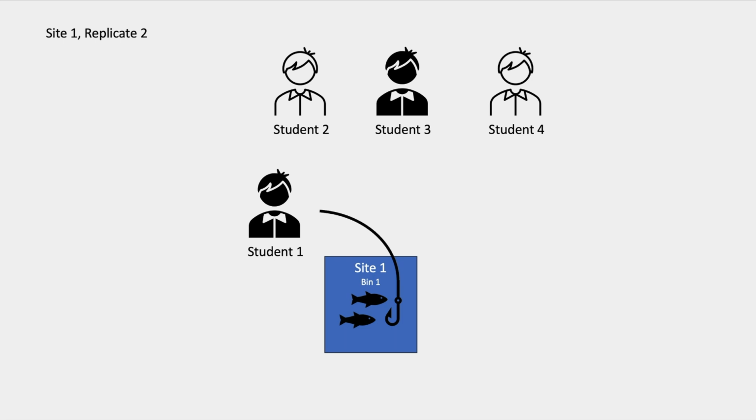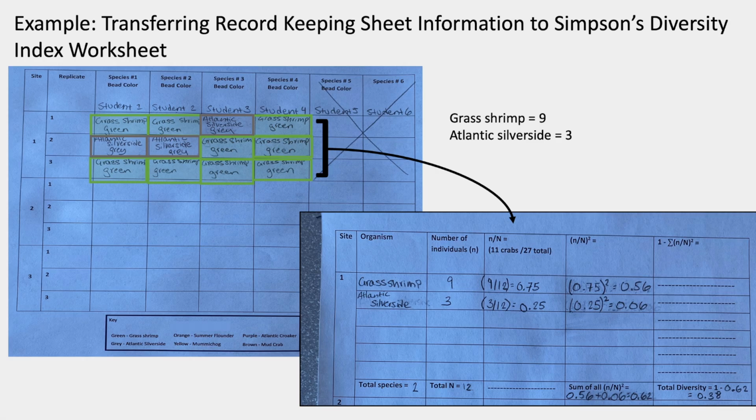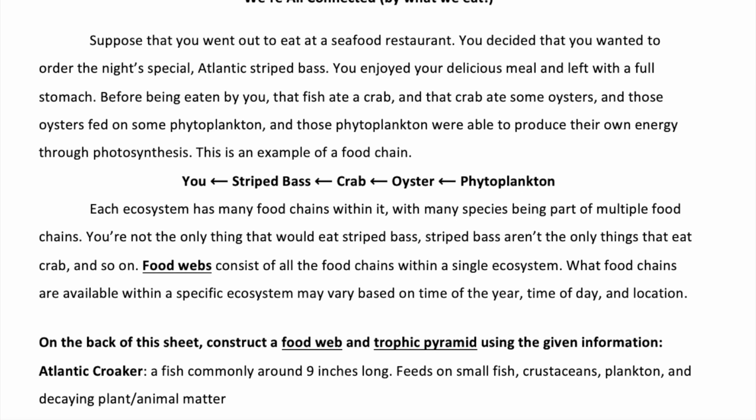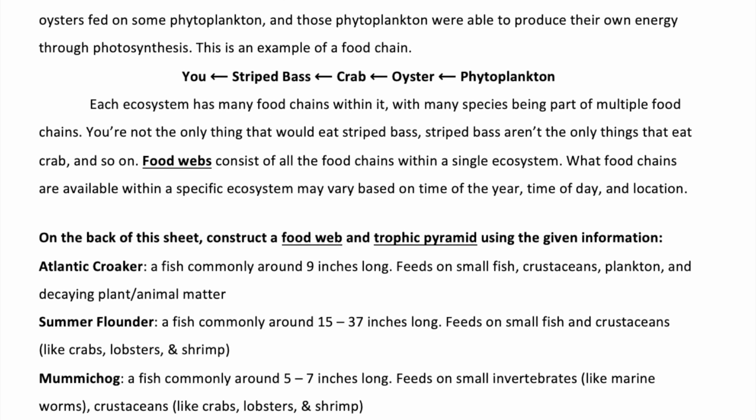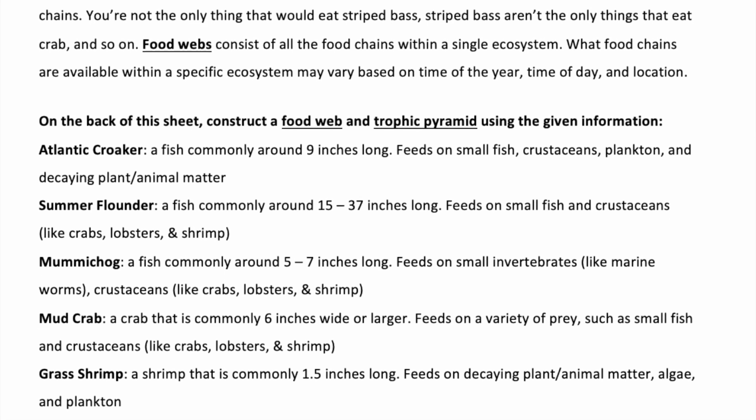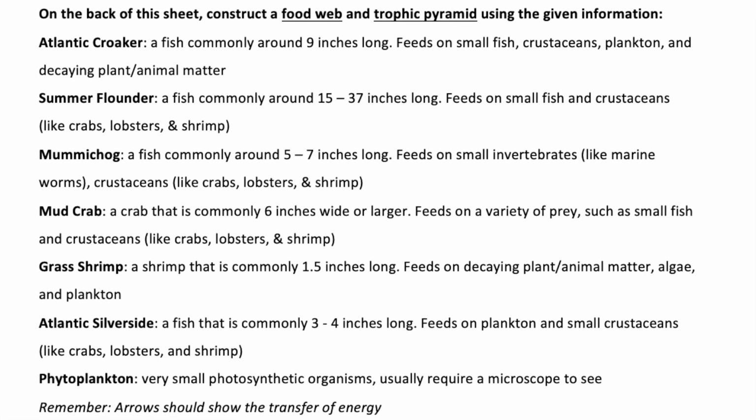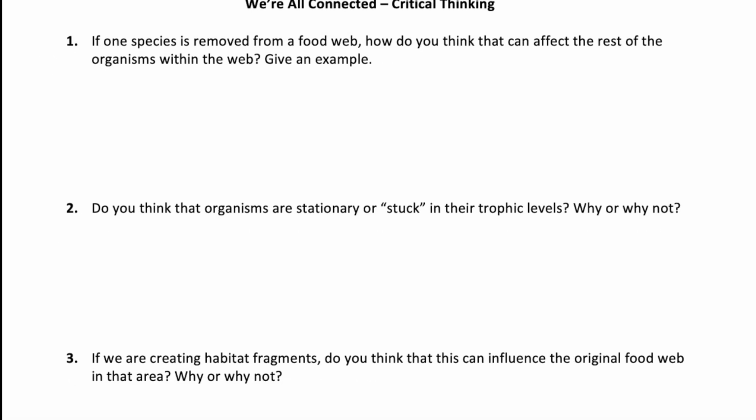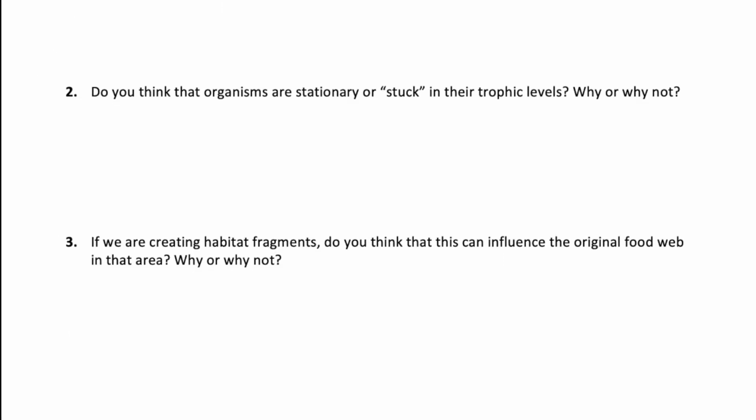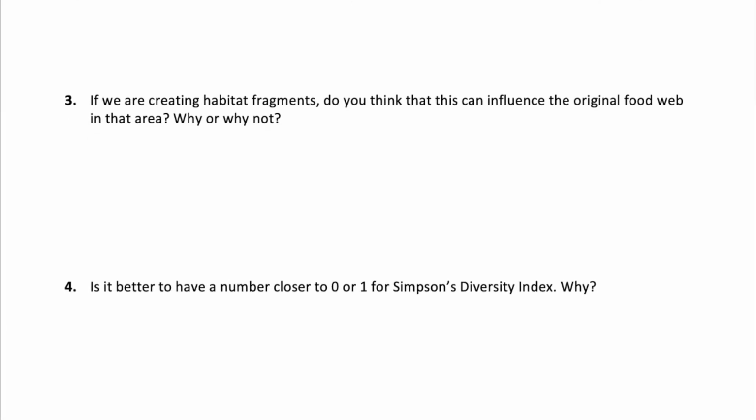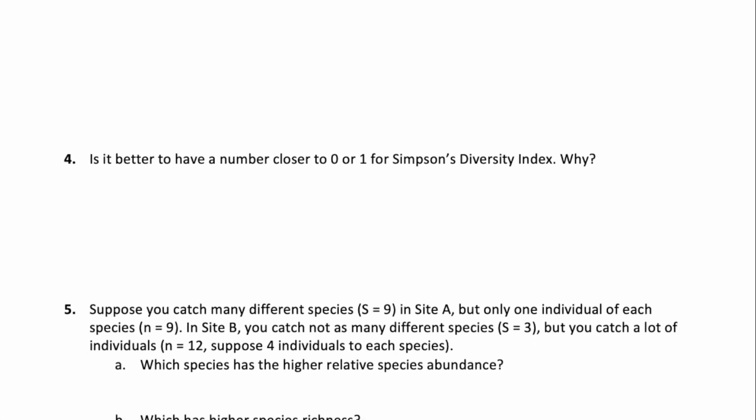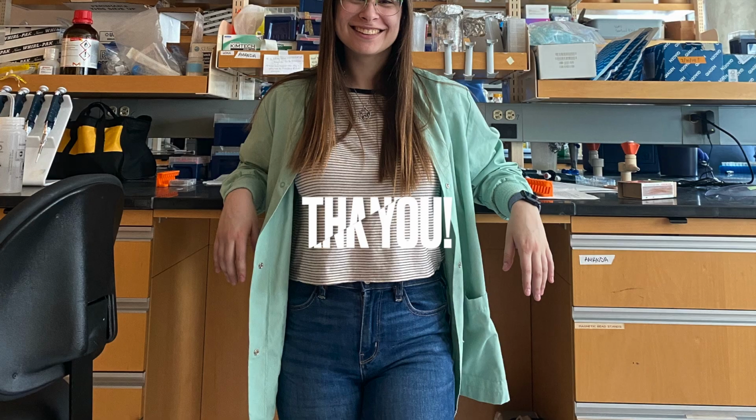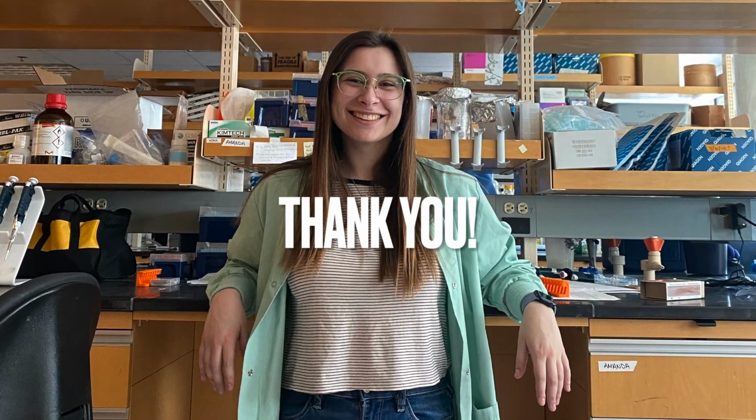After completion of sampling at all 3 tidal creek sites, students can then use the record-keeping sheet to complete the Simpson's Diversity Index worksheet. Students can also complete a worksheet in which they are building their own food web and trophic level pyramid based on characteristics and descriptions provided for an organism. They will also have the opportunity to complete a critical thinking worksheet. However, I feel like this worksheet would be best used as a tool to facilitate classroom discussion. Thank you so much for listening, and I really hope to see this lesson plan in your classroom.